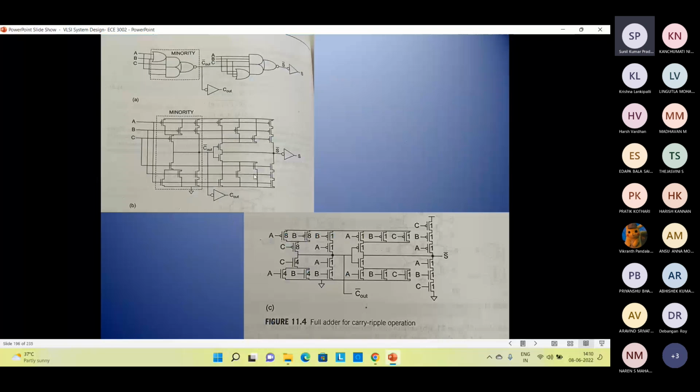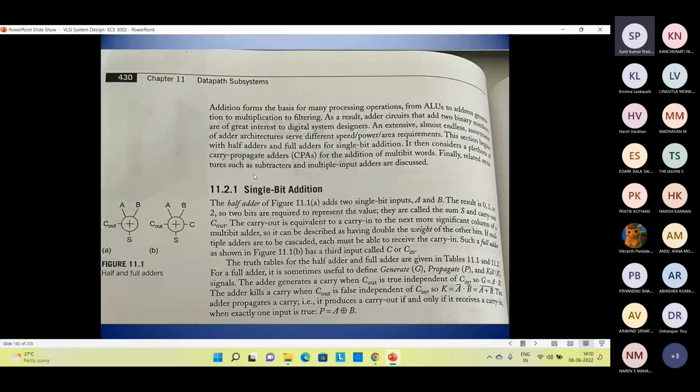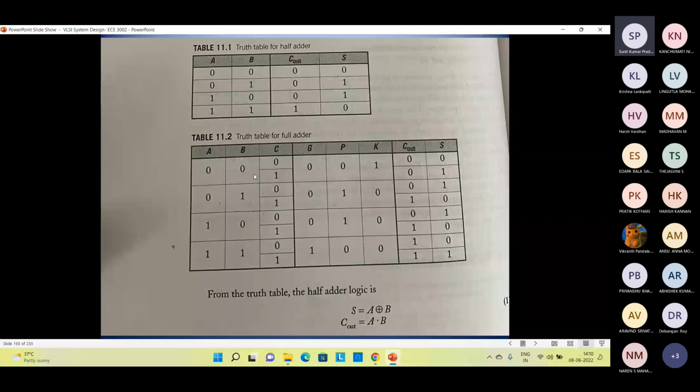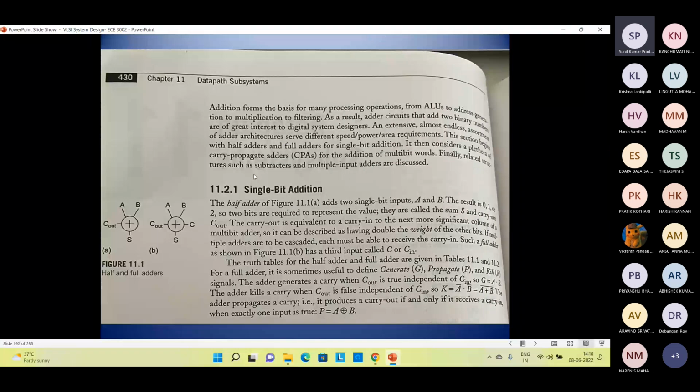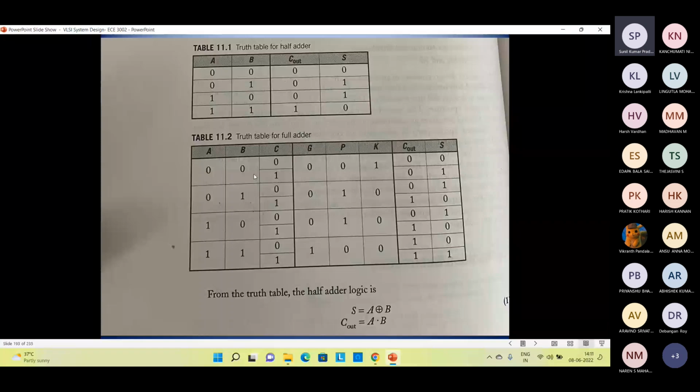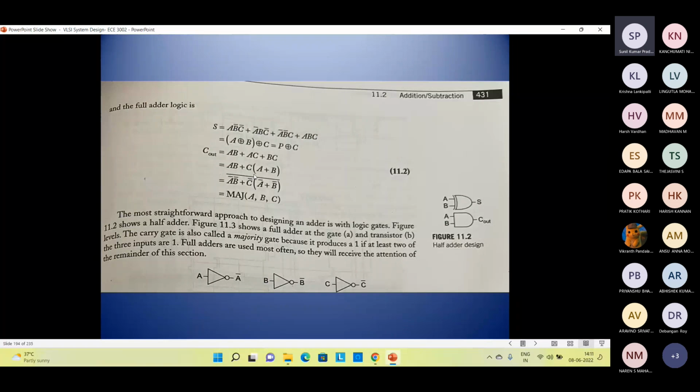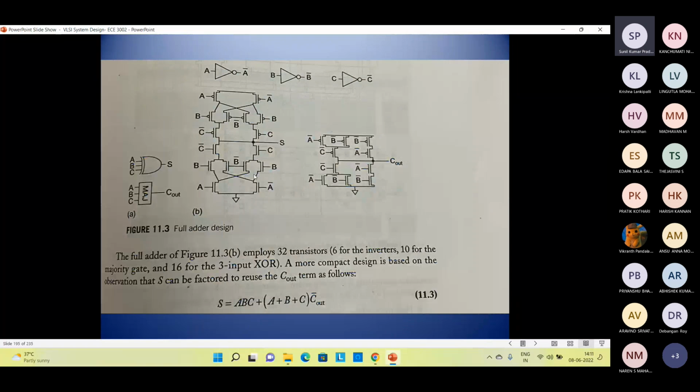Then we discussed how single-bit addition takes place. First, we discussed the half adder, its logic and its truth table. Then we discussed the full adder, its truth table, and how to design the full adder using CMOS, that is, how the PMOS and NMOS are connected together to form the full adder.